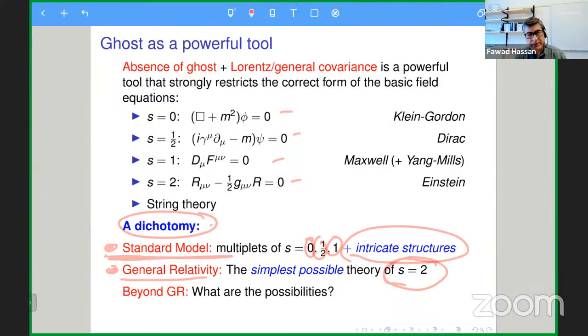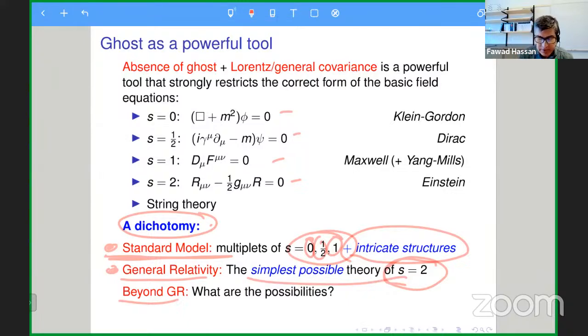So there's a dichotomy. If you want to describe particle physics, you need spins 0 to 1, but the structure is complicated. It's not the basic equation that can do the job. You need to do more work to get the correct theory. But for general relativity, it's the basic equation in its most simple form that gives you the physics. So that looks like a dichotomy. Then clearly you can ask the question: what happens if you go beyond GR? What happens if you want to also construct more complicated theories of spin 2 fields?